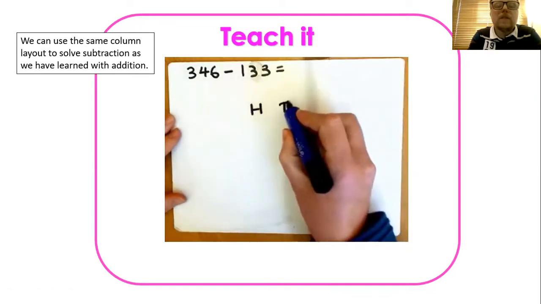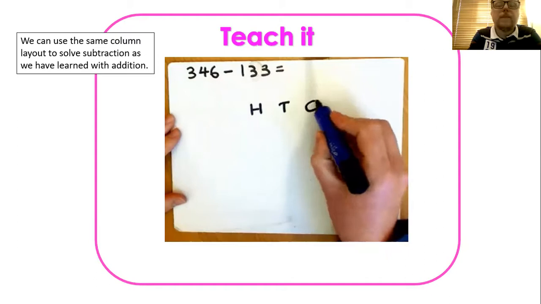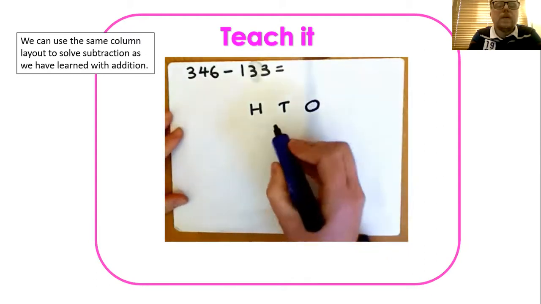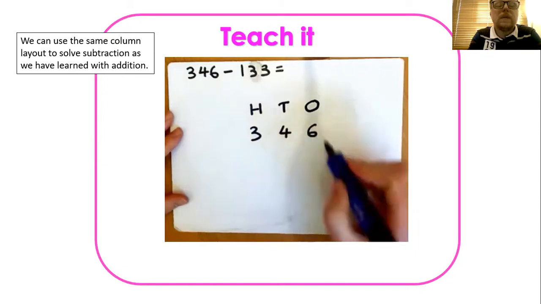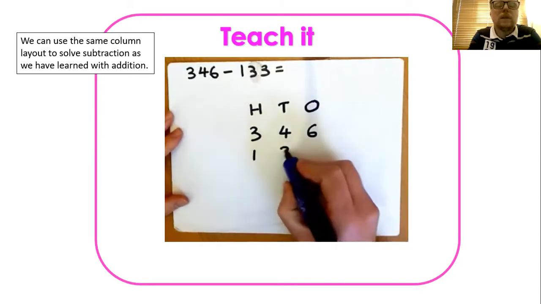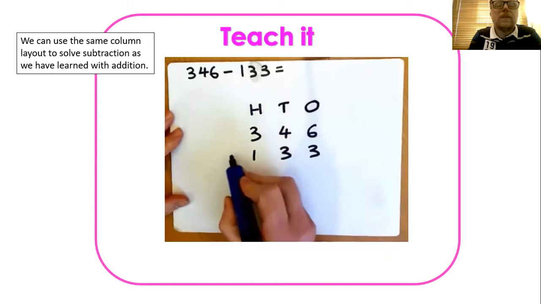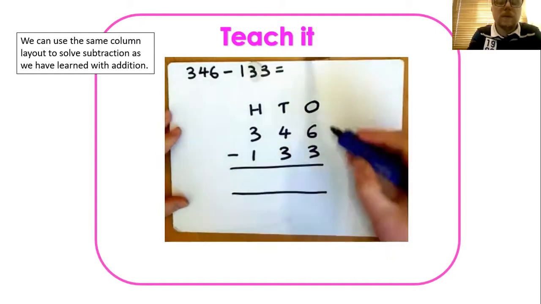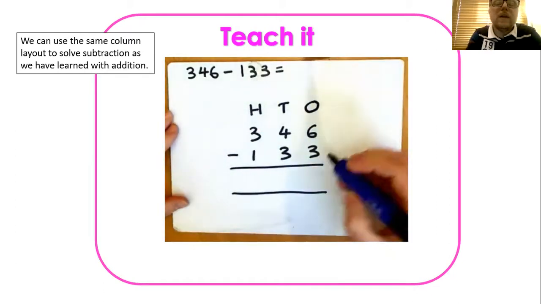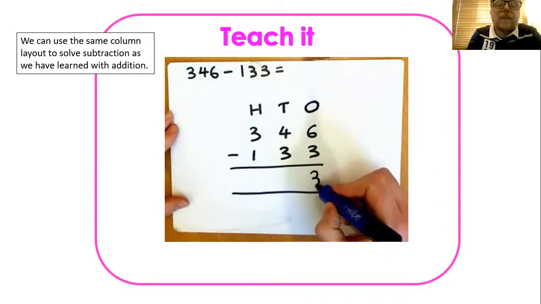So I'm writing my hundreds, tens and ones on to help me. I've got 346 and 133. You must put the subtraction sign so people know whether it's a subtraction or addition. We didn't really push that with addition, but you must here. 6 take away 3 is 3.